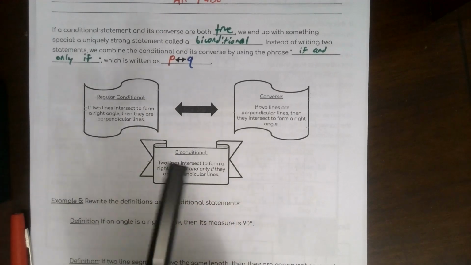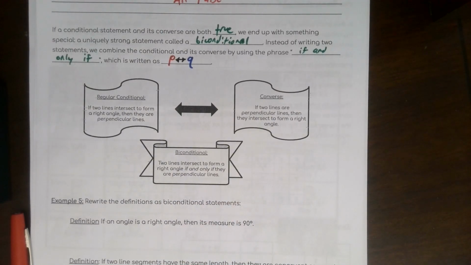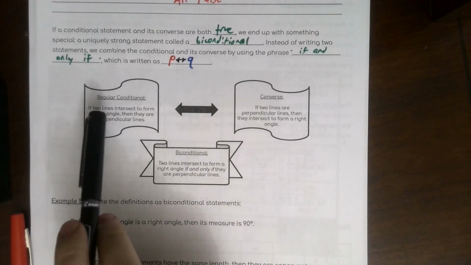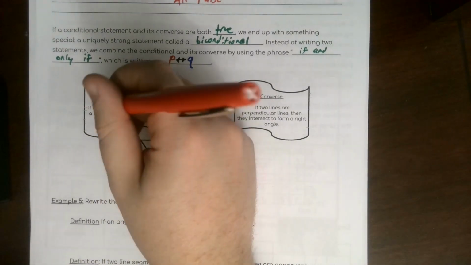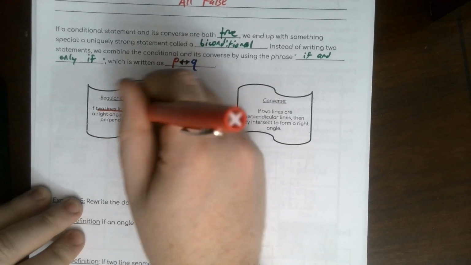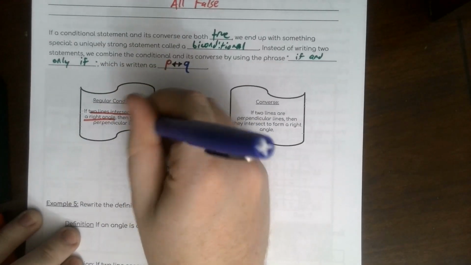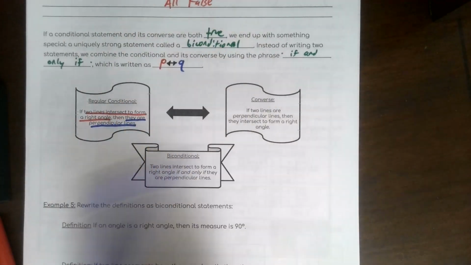So here's an example. If the regular conditional looks like this, and the converse looks like this, the biconditional looks like this. If two lines intersect to form a right angle, that's our hypothesis, then they are perpendicular lines. Okay, I agree. I think that's true. That's the definition of perpendicular lines, right?